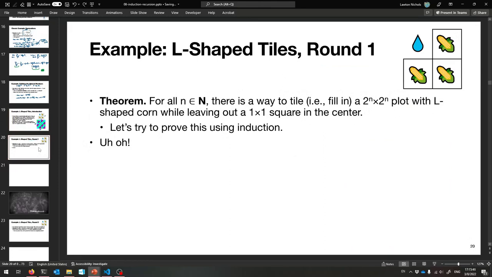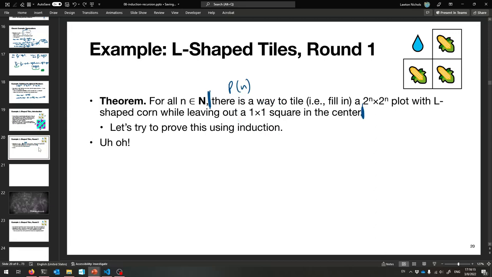Okay? So here's our theorem again: for all n, we want to prove that there's a way to fill in that 2^n by 2^n plot with our corn, leaving out a 1 by 1 square in the center. Let's try to prove that using induction, okay? Which means we need to find our predicate: for all n, something is true. Here is the something, it's all of this, from here to here. That's P(n). So for a given n, there's a way to fill in a plot of that size with corn, leaving a 1 by 1 square, just a single square, in the center.